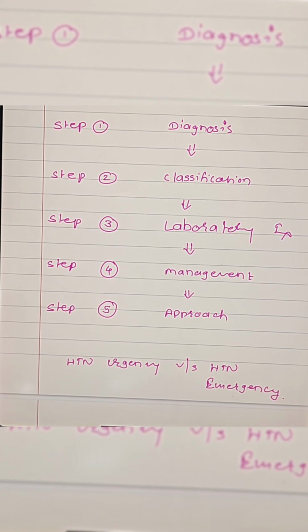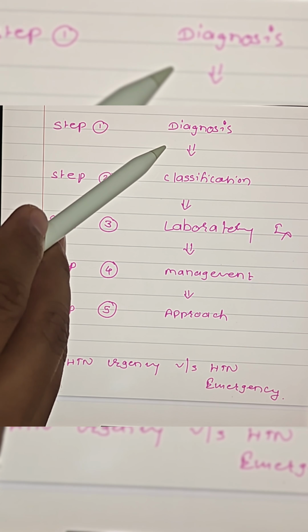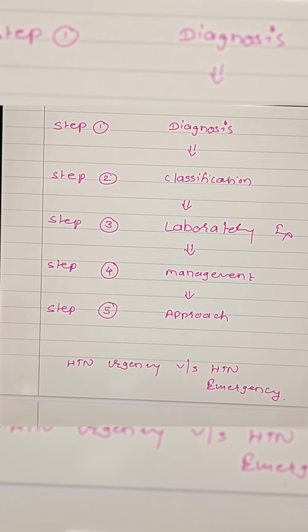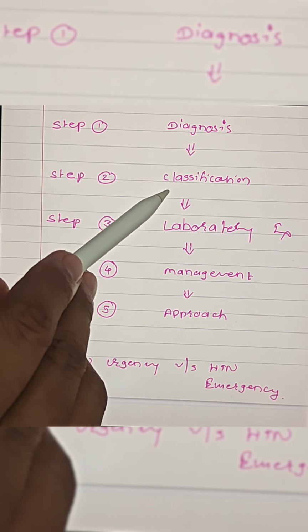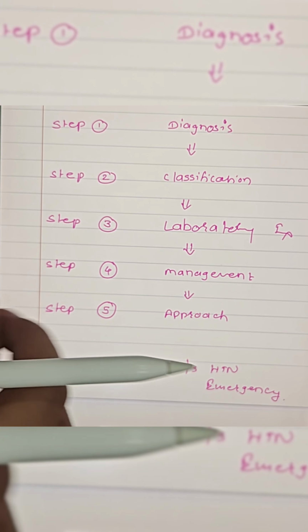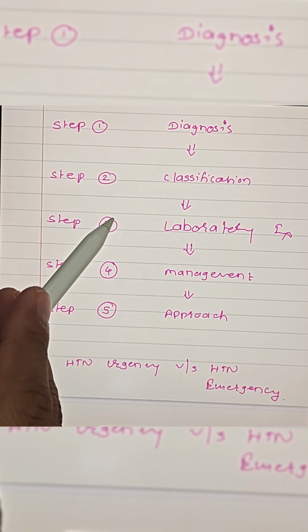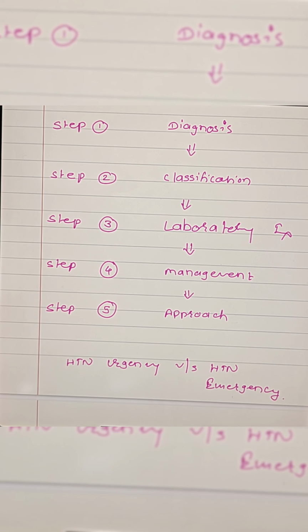So let's summarize how to diagnose hypertension. First of all, diagnosis, step 1: we diagnose the patient. The gold standard is 24-hour ABPM. Then we classify as primary and secondary hypertension. Third is laboratory investigation: basic laboratory investigation we have to do in a newly diagnosed hypertensive patient. Fourth is management. Management includes two parts, that is lifestyle modification and pharmacological therapy.